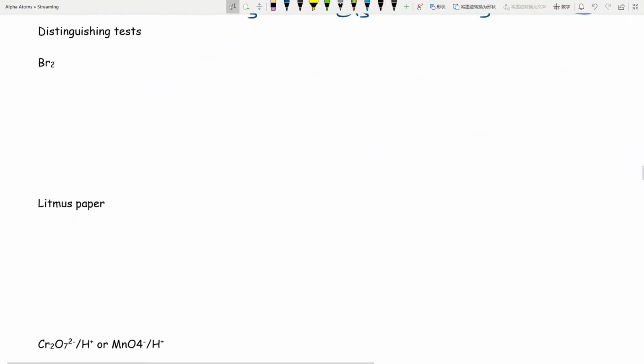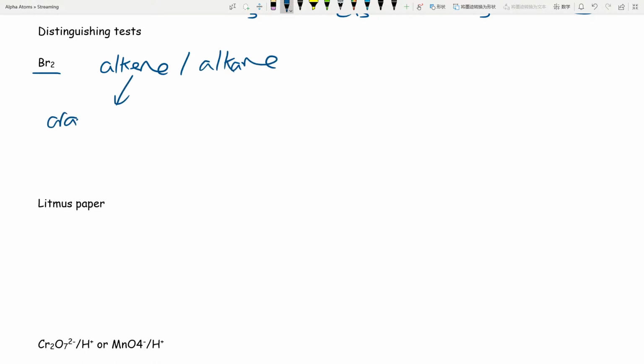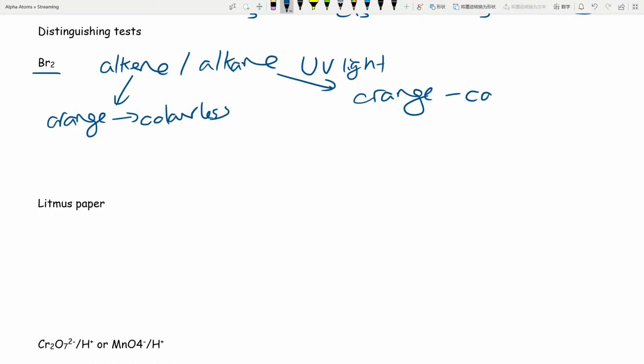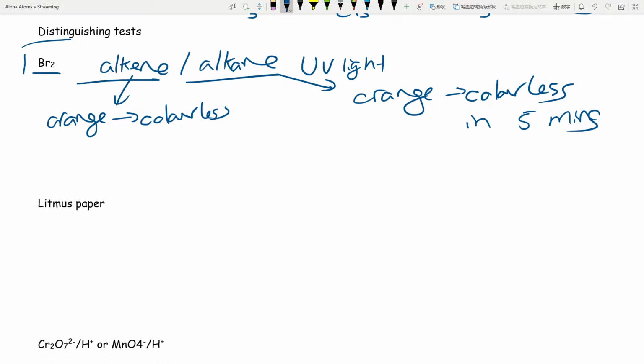Next part, distinguishing tests. We're running a little bit behind. Bromine water is really useful to tell alkenes and alkanes apart. It's really useless for everything else. For alkenes, it goes from orange to colorless straight away. For alkanes, you need UV light to act as a catalyst, and then it goes from orange to colorless in a few minutes, say 5 minutes. So that's how you can tell if you have alkenes or alkanes. Just chuck them in bromine water. The one that goes from orange to colorless straight away is the alkene.